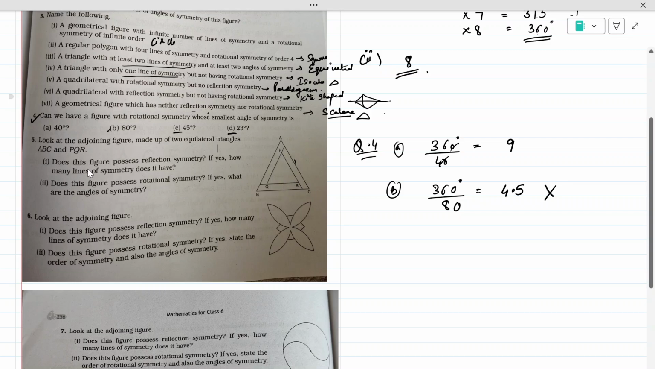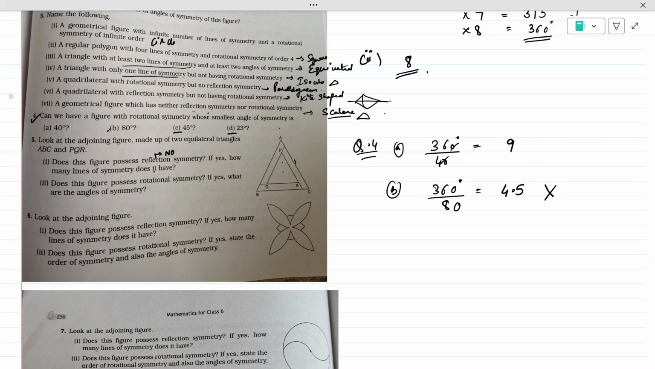Now, what we have to check here is: does this figure possess reflection symmetry? If yes, how many lines of symmetry does it have? This we have to see here. So if you see this figure, kids, if I try to divide it, then it will not overlap. Why? Because these two parts will not overlap with each other. So that means it does not have reflection symmetry.